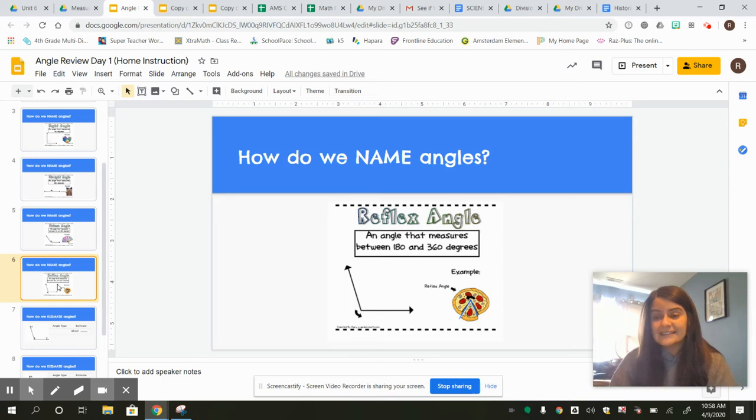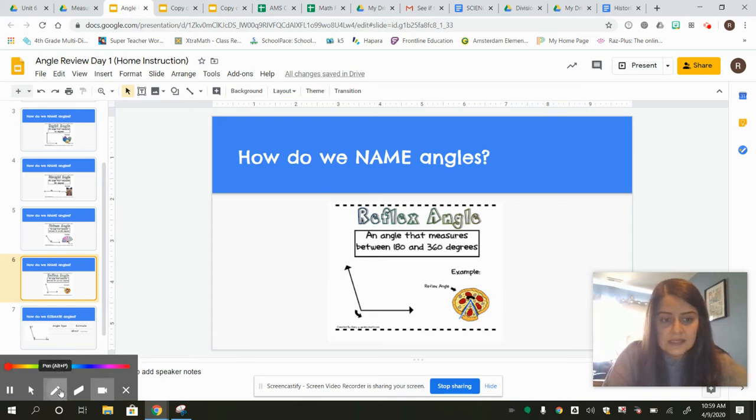Okay, the last angle that we talked about, this one's a little bit tricky, is a reflex angle. And that's an angle that measures between 180 and 360 degrees. One clue to identify a reflex angle is that the arrow of the rotation is on the outside of the angle.